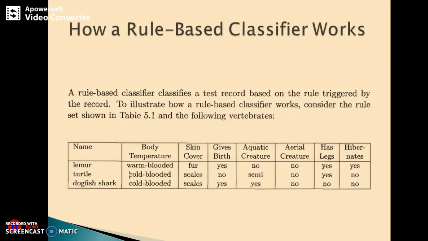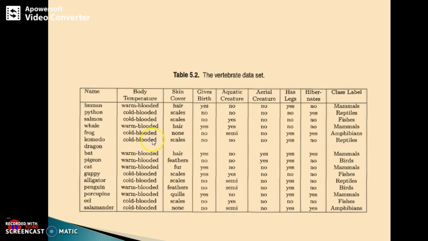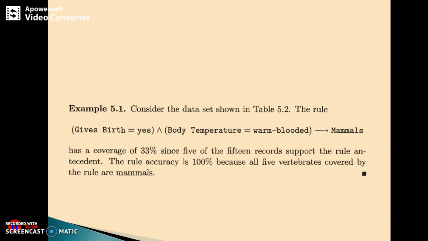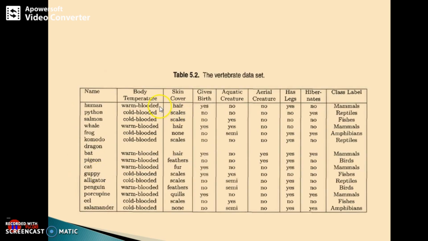Oh, sorry, previous one. See this data set and count the number of records which have the left hand side of the rule. The left hand side of the rule is gives birth equal to yes and body temperature equal to warm blooded. So count is 1, 2, 3, 4, 5. Total 5 records, just looking at the left hand side of the rule and counting the number of records which have both conditions true.